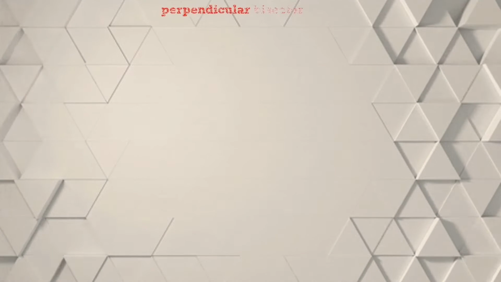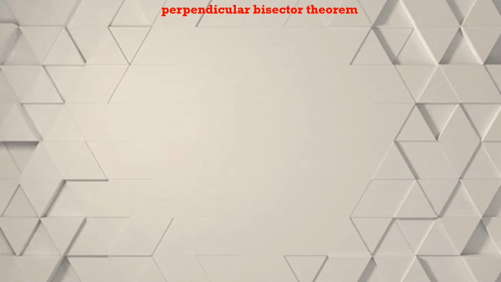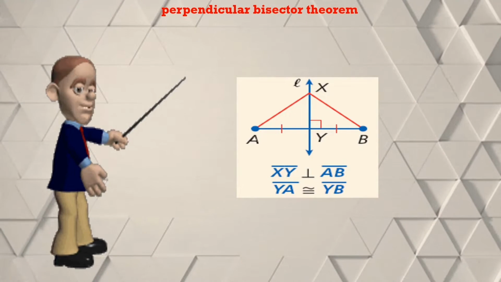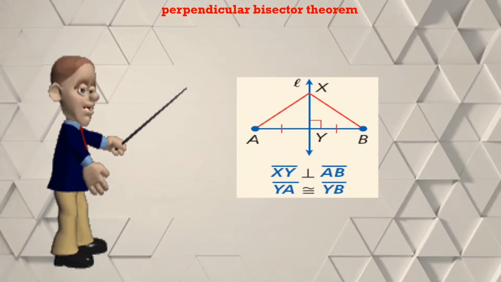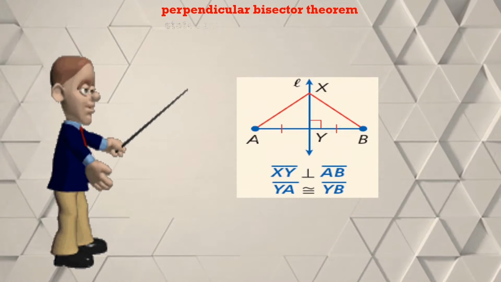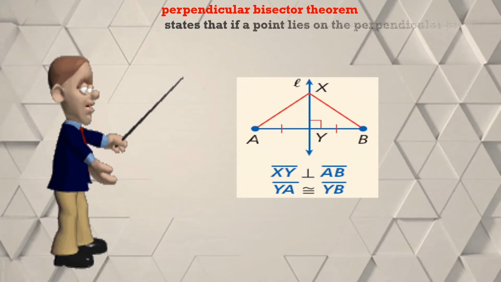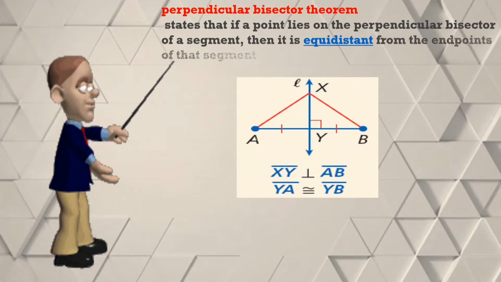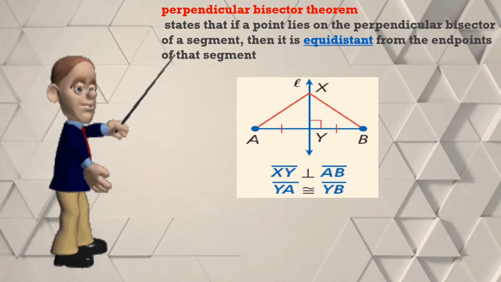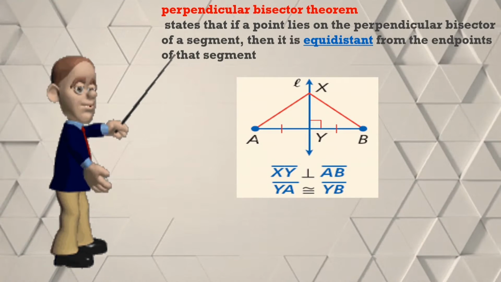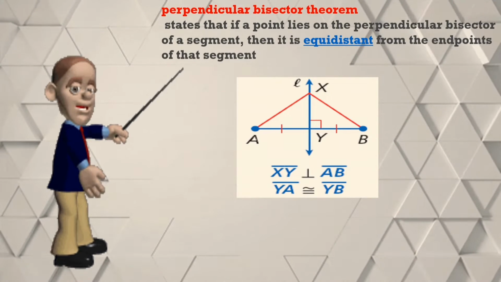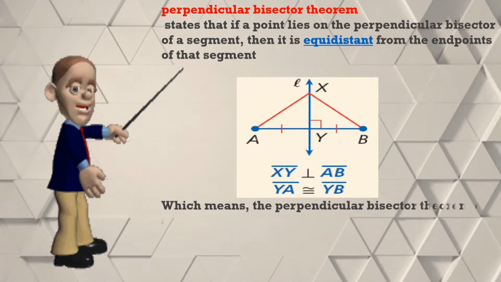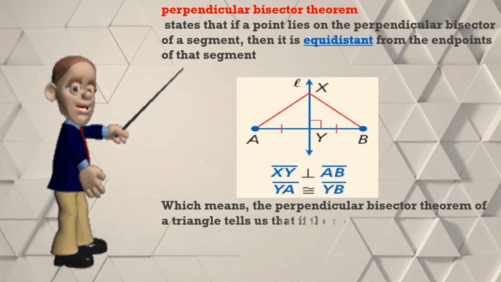So the perpendicular bisector theorem states that if a point lies on the perpendicular bisector of a segment, then it is equidistant from the endpoints of that segment. As we see in triangle AXB, XY is perpendicular and bisects AB, so X will be equidistant from A and B, the endpoints. So XA will be congruent to XB, which is the perpendicular bisector theorem.